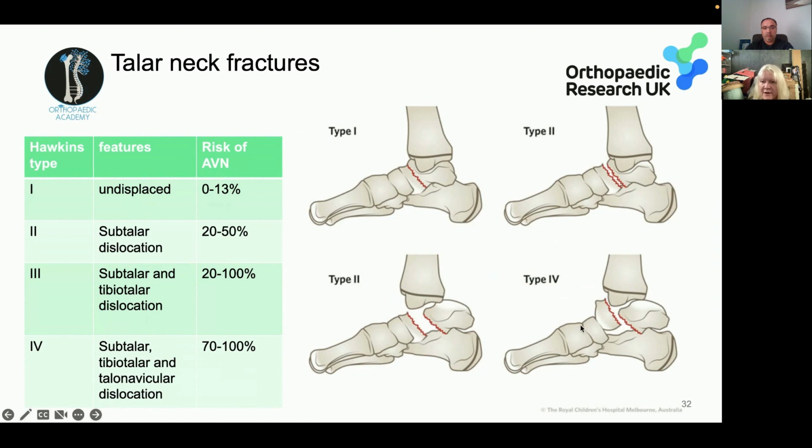So 1, 2, 3, 4. So 1 is not too bad. 4 is terrible. And the other 2 are in between. Let's have a look at some x-rays.